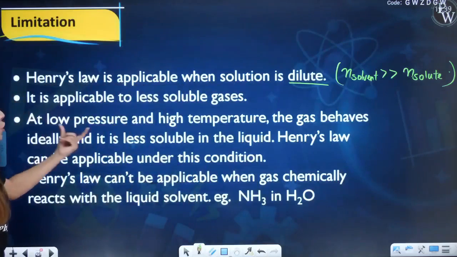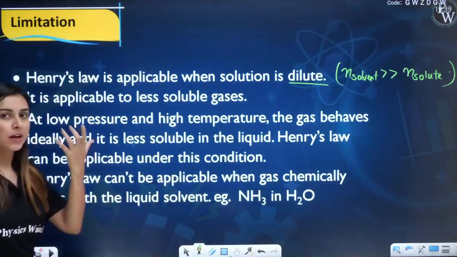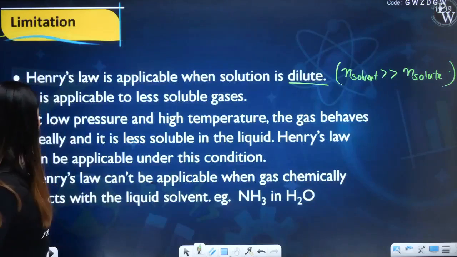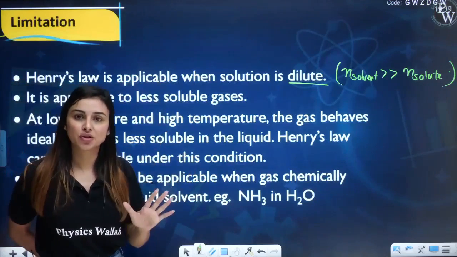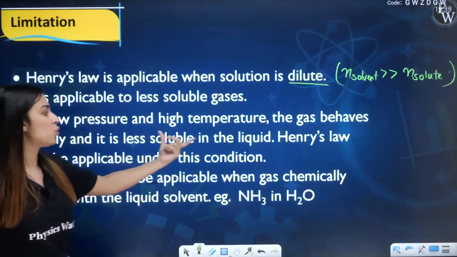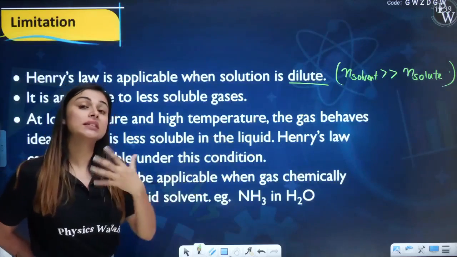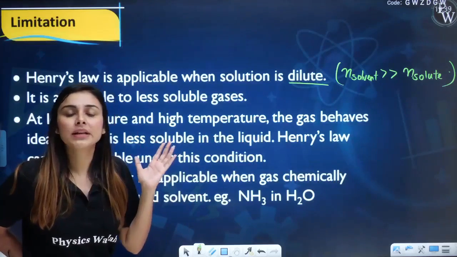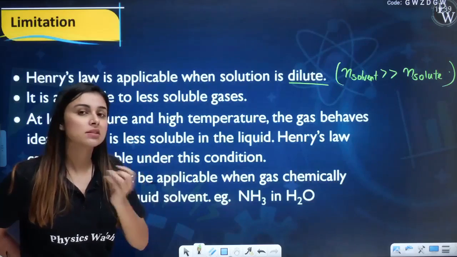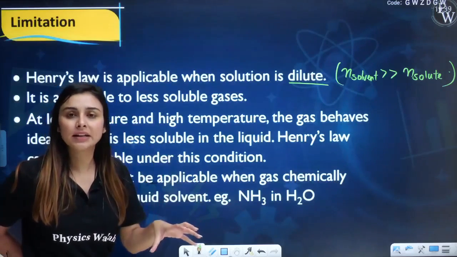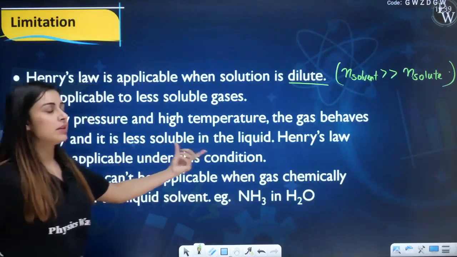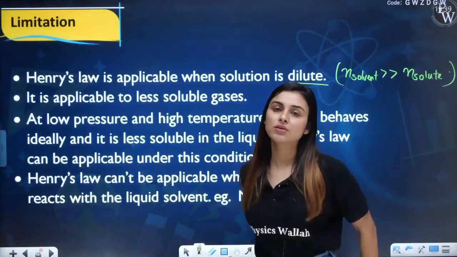Next, my dear students, at low pressure and high temperature, the gas behaves ideally. I hope you all remember the ideal gas, right? In ideal gas, you studied low pressure and high temperatures. So at low pressure and high temperature, the gas behaves ideally and it is less soluble in the liquid, because ideal gases are not soluble in solutions. They are not liquefiable, actually. If you're trying to make a gas ideal, then it will be very less soluble. Henry's law can be applicable under this condition. This is the condition where Henry's law is applicable.